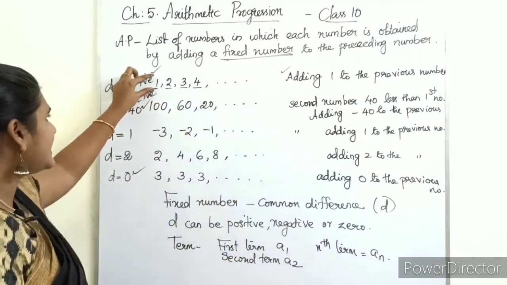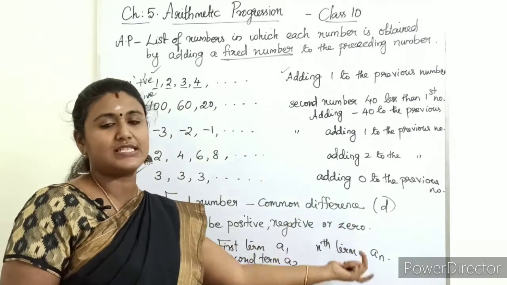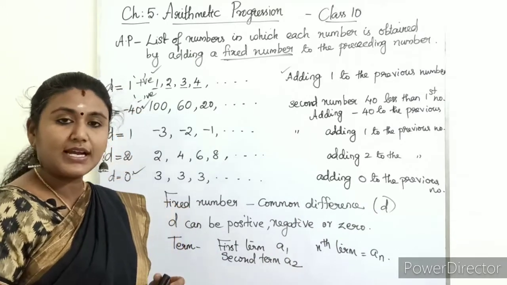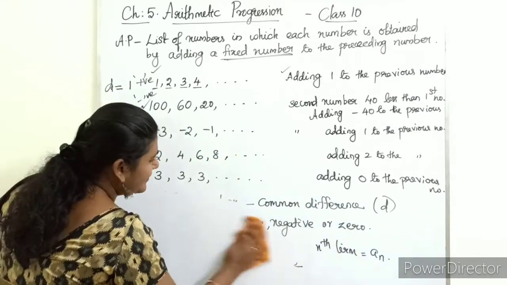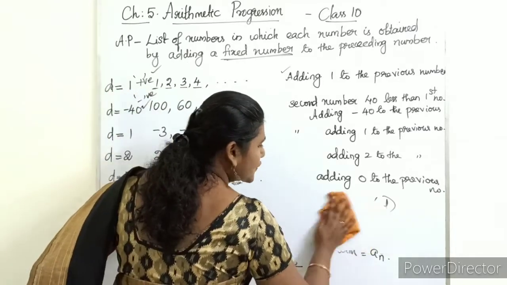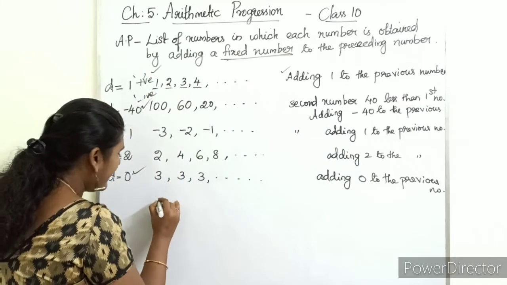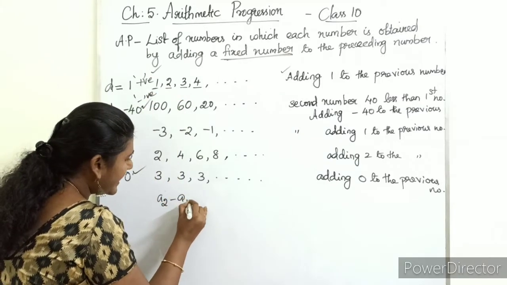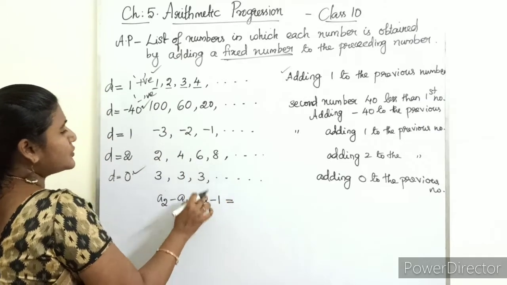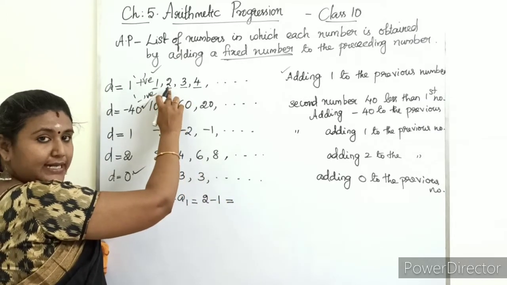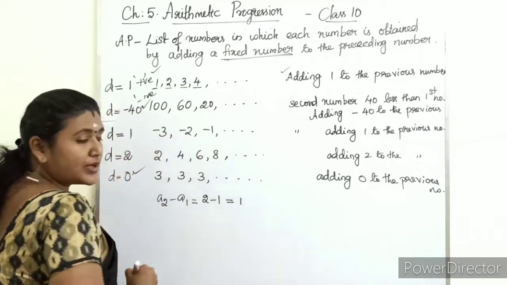Okay, so the terms of an AP, each term we can denote by A1, A2, A3, etc. - first term, second term, third term. So now we will see what is the difference of these terms. For the first question we will find out the A2 minus A1 value. So what is the answer? 2 minus 1. A2 is nothing but the second term and A1 is the first term. So 2 minus 1 equal to 1.